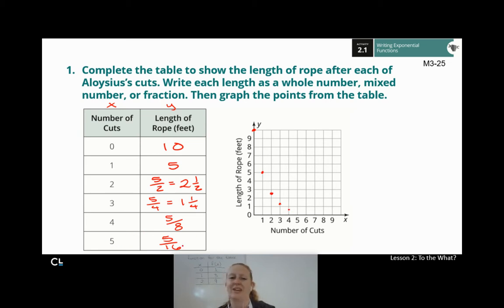5 cuts gives us 5/16. That's less than a half. It's small. We're just going to put it down here. It's hard to know exactly where it is, but we get the idea. It's not perfect, but we get the idea.